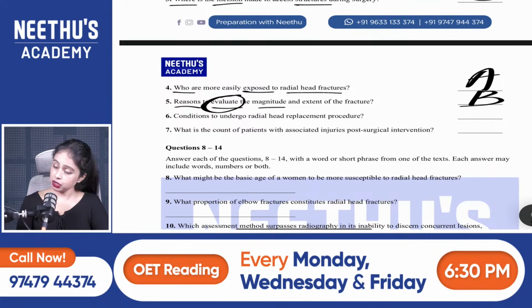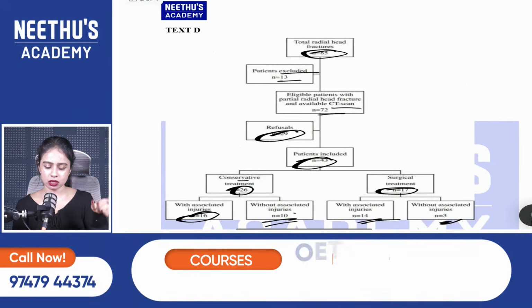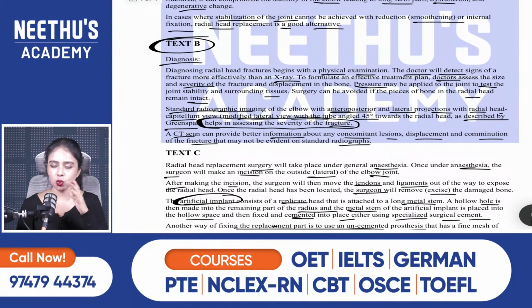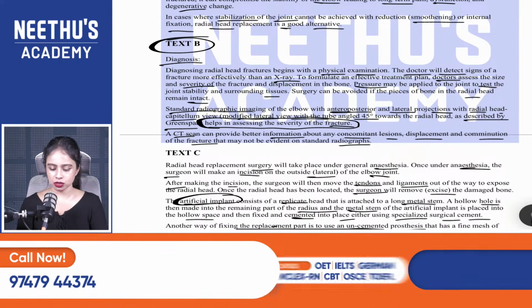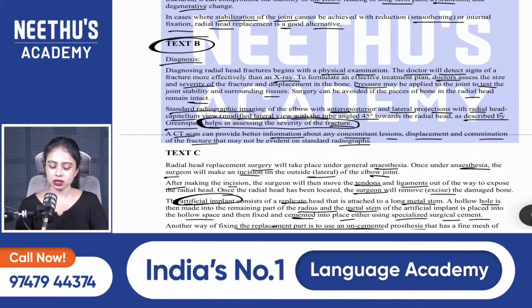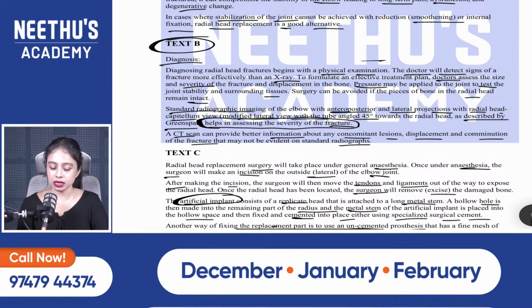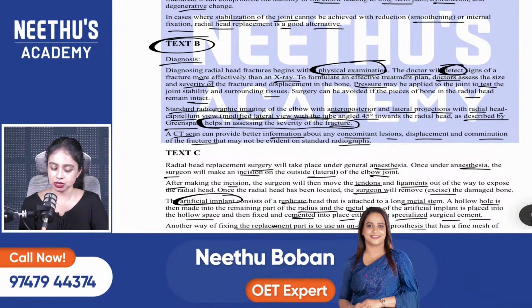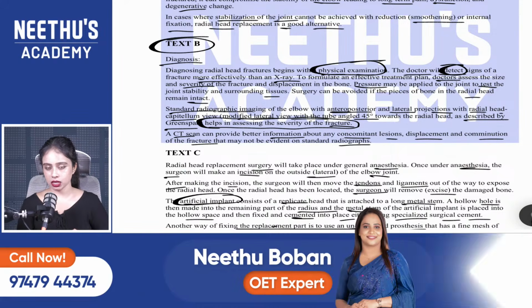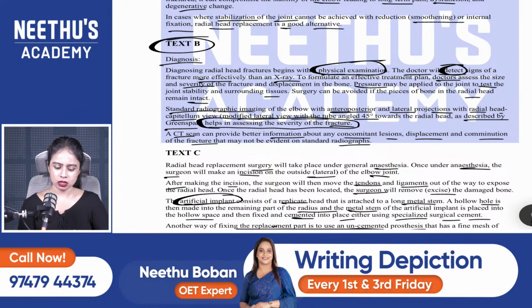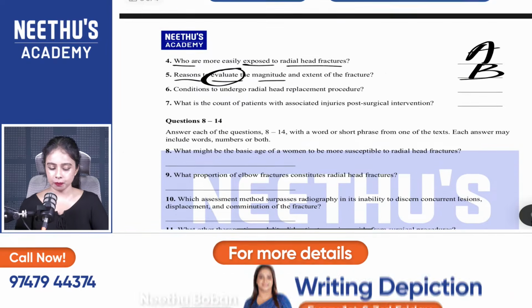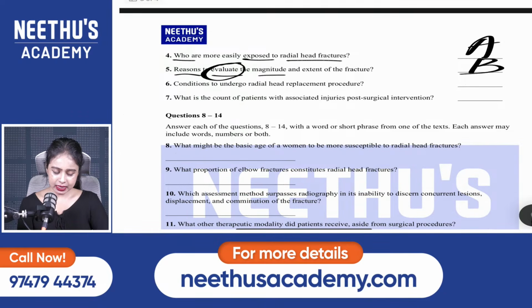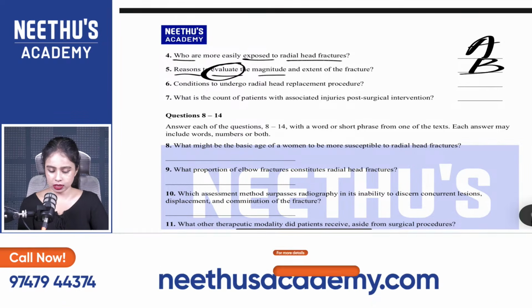Yes, very good, Akila. It's mentioned in text B because text B is all about the diagnosis, how we can evaluate this, how we can diagnose it. Diagnosis of radial head fractures begins with a physical examination. The doctor will identify the signs of fracture more effectively than an X-ray. So then you can go for that. So the diagnosis is mentioned in B. Sixth one. Yes, LV, Chaitra, Bina, it's mentioned in text B.